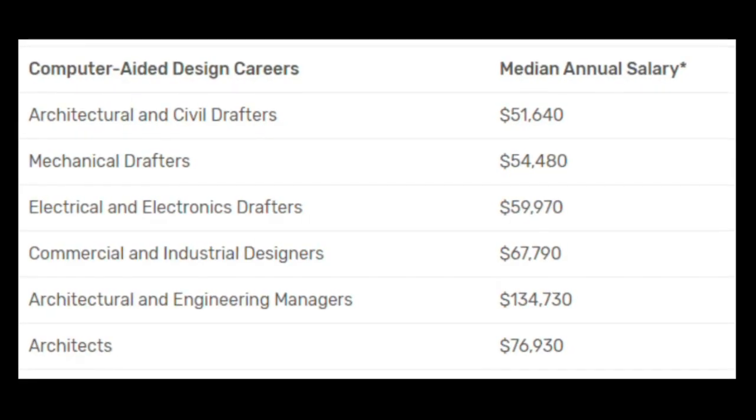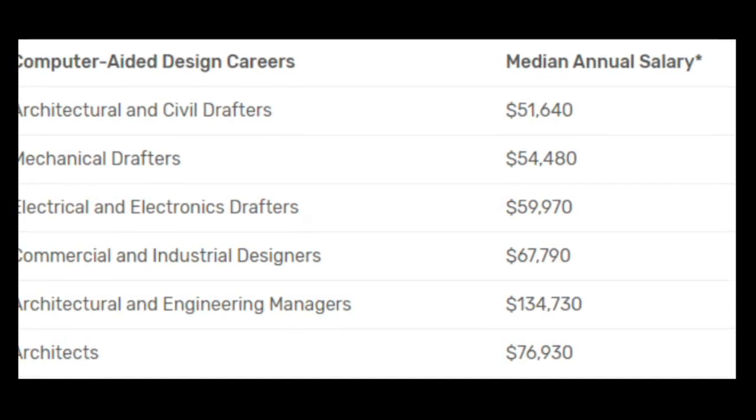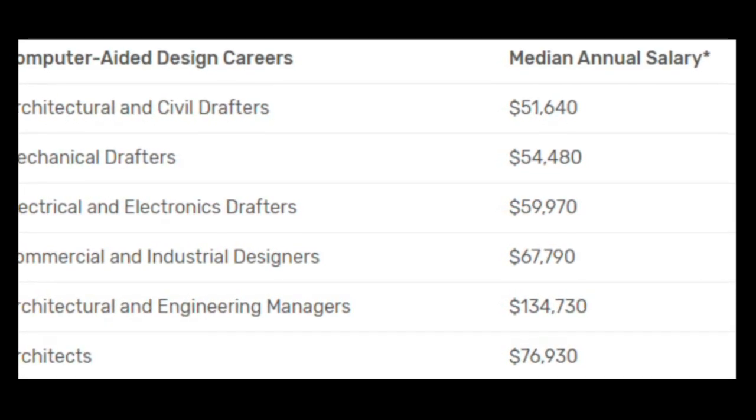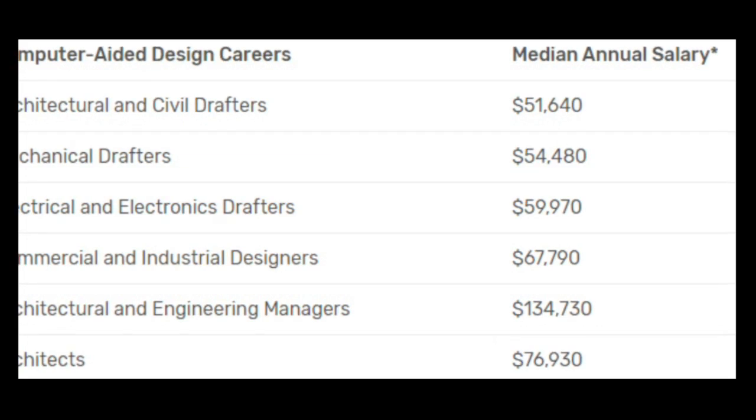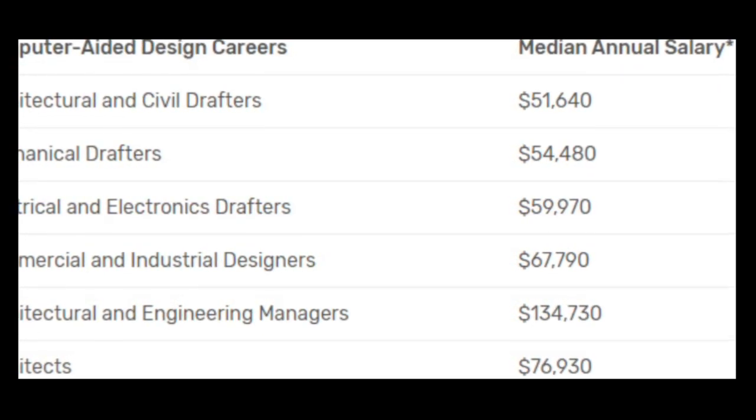Here is what you can expect in computer-aided design, where it shows that the architectural and civil drafter obtains the highest median annual salary.